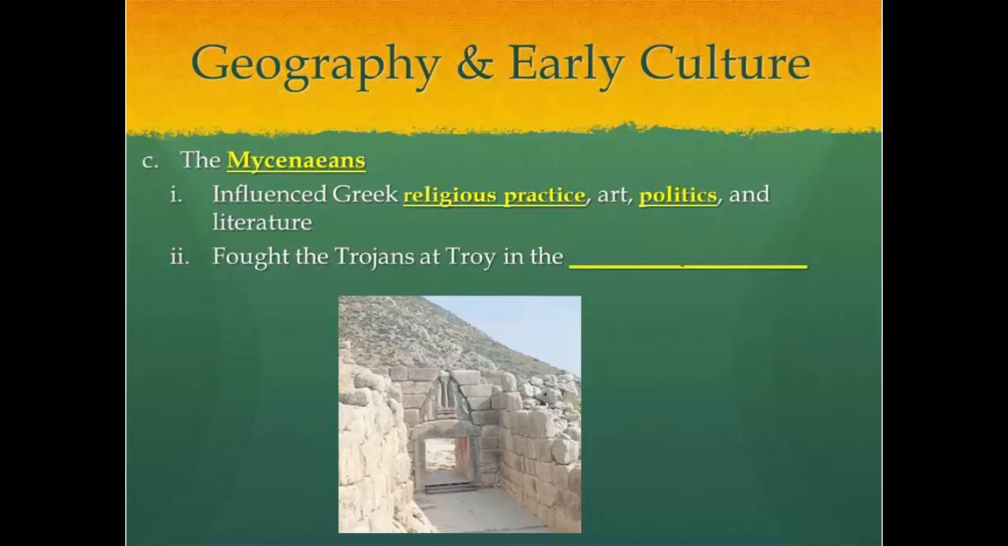The Messenians influenced Greek religious practices, art, politics, and literature. They fought the Trojans at Troy in the Trojan War. They actually ended up having to go far up north and east to get to Troy in order to do this. This is where the whole Trojan horse story comes about, where the Messenians created this Trojan horse, presented it, and the Trojans were fooled.